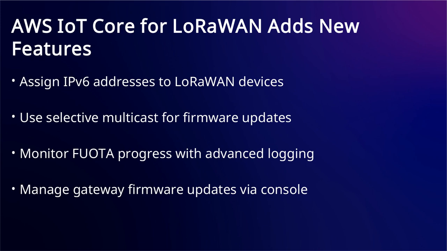AWS IoT Core for LoRaWAN now offers improved fleet management and scalability for IoT applications. You can assign IPv6 addresses to LoRaWAN devices, simplifying network configuration and enhancing security. Selective multicast transmission reduces airtime competition during firmware updates. Advanced logging capabilities allow you to monitor FWOTA progress in detail.